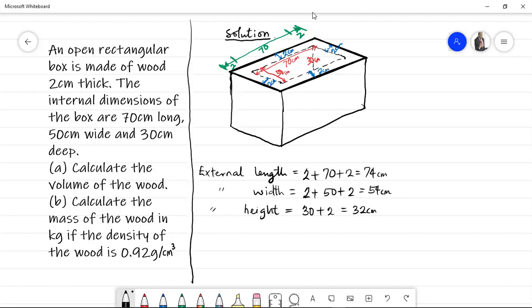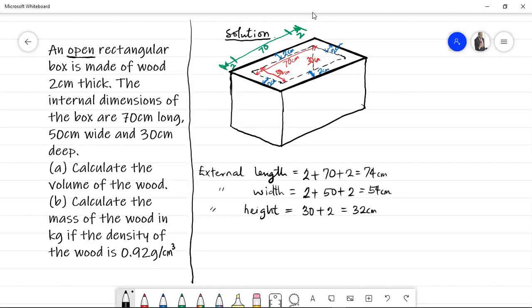Now, the reason is because the question said it is an open rectangular box. So there is no lid, there is no cover on top of the box, which means there is no thickness on top, but there's a thickness below, okay, but no thickness on top. If it was covered, then yes, we would have had a thickness of 2 centimeters as well on top of the box. So without the cover, we only have thickness at the bottom of the box, not at the top.